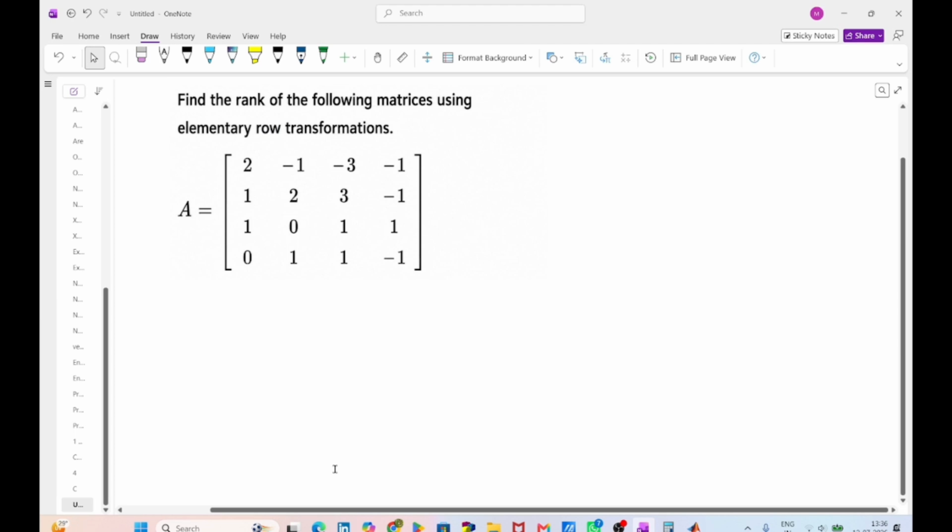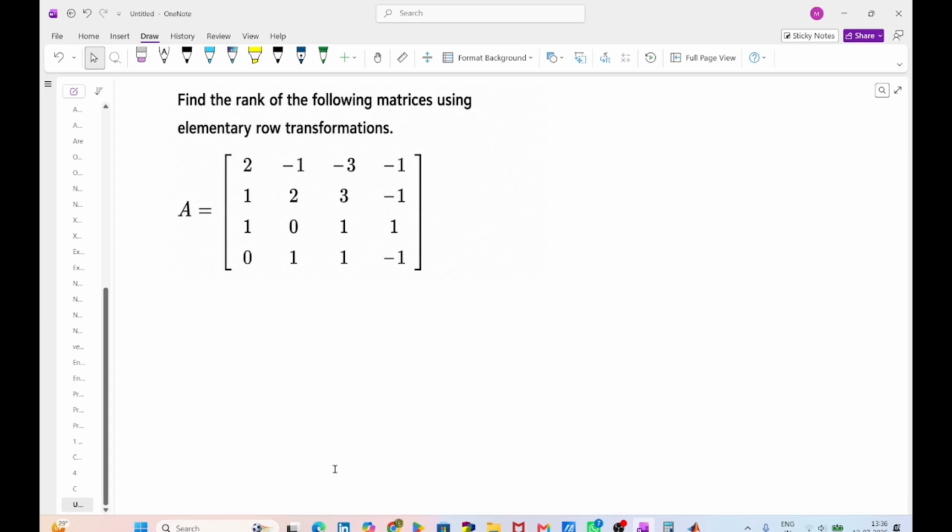Hi guys, myself Manoj. In this video, we are going to solve this problem. Find the rank of the following matrices using elementary row transformations.